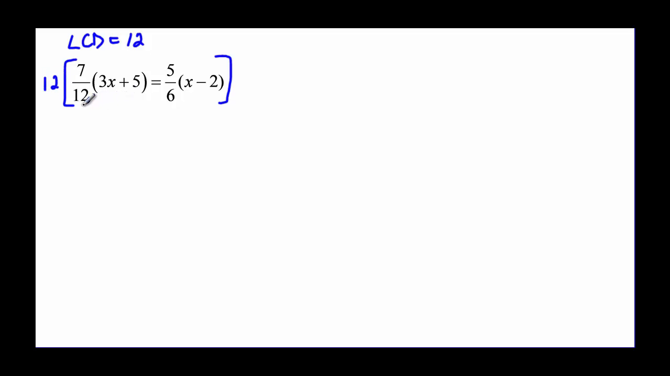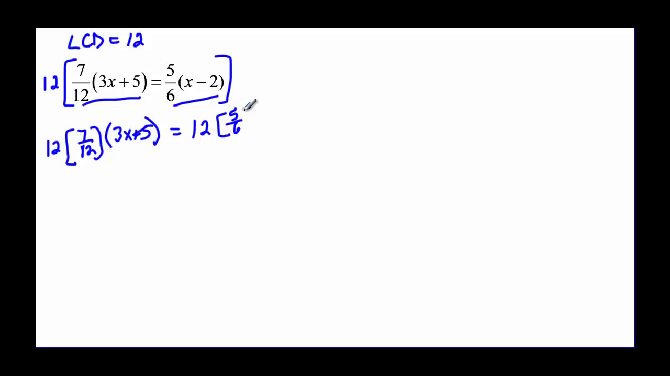Now, look real closely. There's one term on this side and one term on this side. Because this parenthesis, it's my fraction times this quantity, and this addition is not making me have a different term. Okay, this is all multiplication, so it's one term. So I'm going to have 12 and then times 7 over 12, and then times my 3x plus 5, and equal to 12 times my 5 over 6 times my x minus 2.